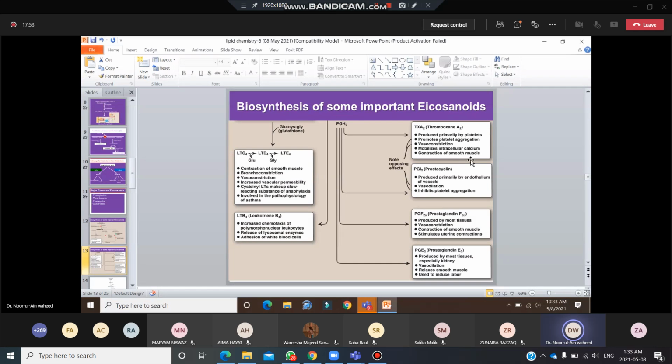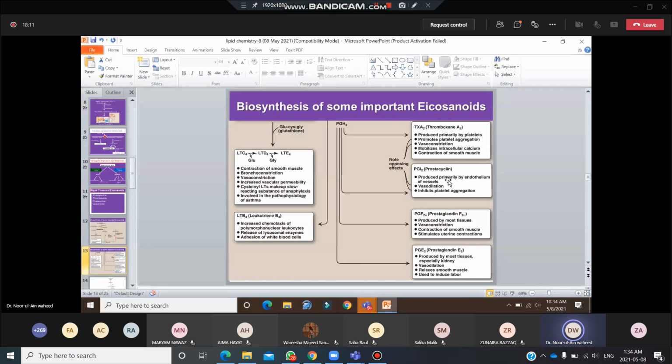How to remember this? Vasoconstriction and contraction of the smooth muscles are one and the same thing, and they cause platelet aggregation. Thromboxane A2 causes platelet aggregation and smooth muscle contraction, so a thrombus forms. Remember it this way.